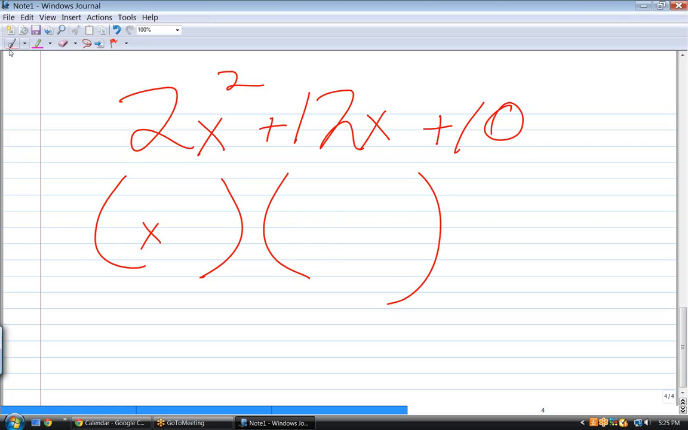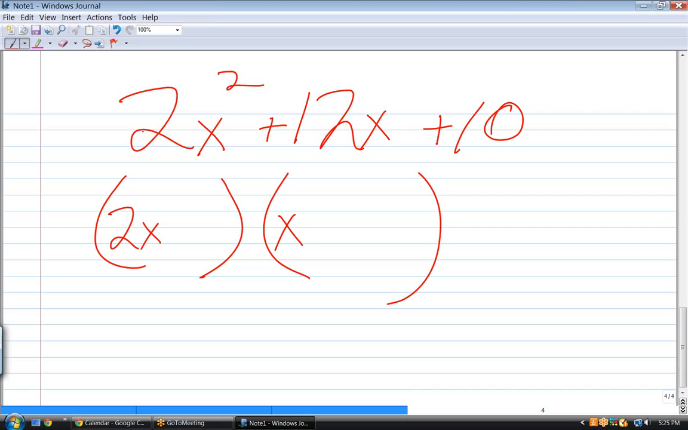Now, what does matter is I would not want to do this. Even though 1 times 2x squared gives you this, that's never the way to factor. You always split up your x's. Okay? So it's always going to start out like that, as long as this number is a 2.